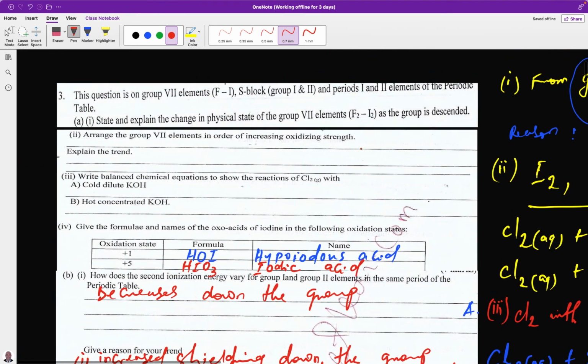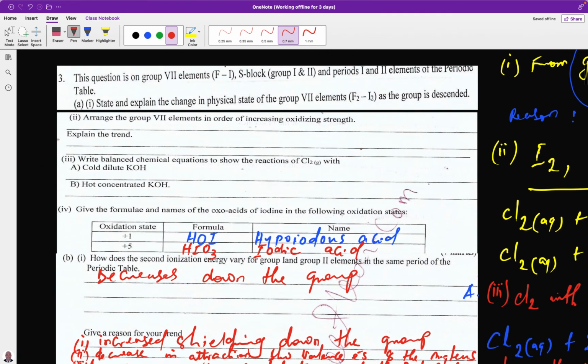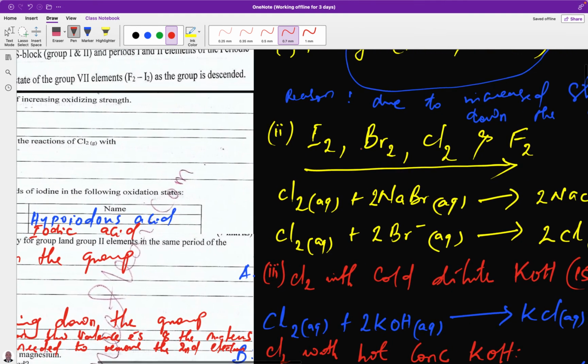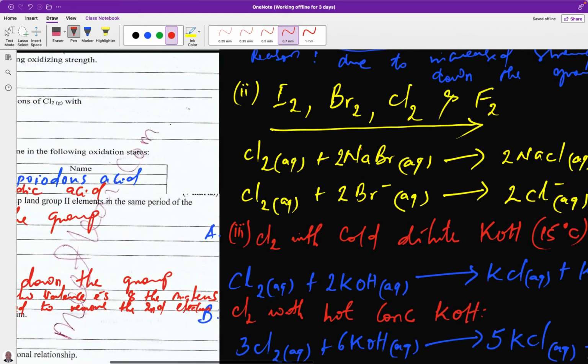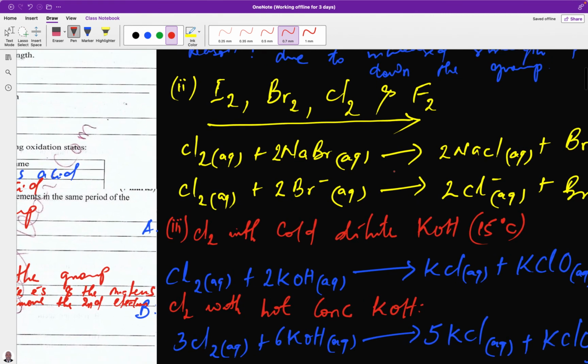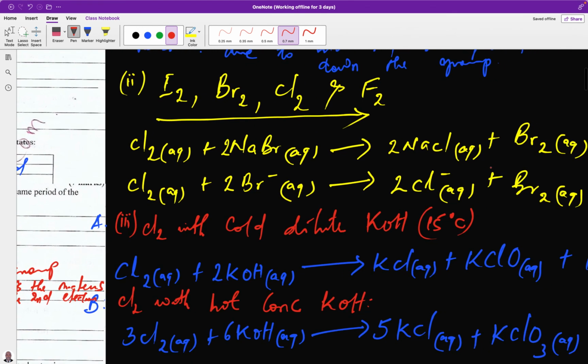Now they said, explain the trend. I said the oxidizing ability decreases down the group because of increasing atomic size, with elements of the group having a higher ability to take electrons from those below. I gave an example that chlorine can displace bromine because it is a stronger oxidizing agent. So this is the chemical equation and this is the ionic equation.